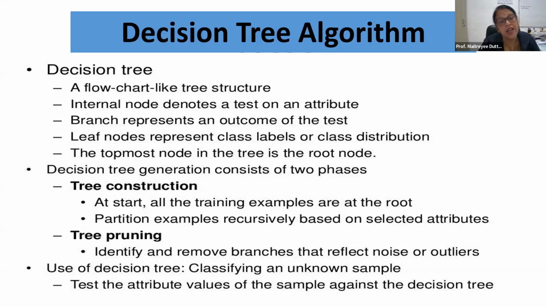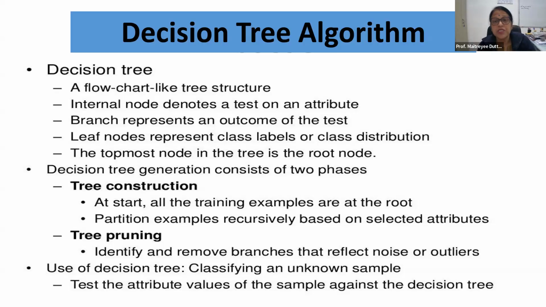Leaf is the ultimate, right? Whenever you are getting the leaf, that means after that you cannot take branches from the leaf. That is the ultimatum, right? So it is a flowchart-like, tree-like structure, right? Internal node, I will tell you what the disadvantage and advantage are.